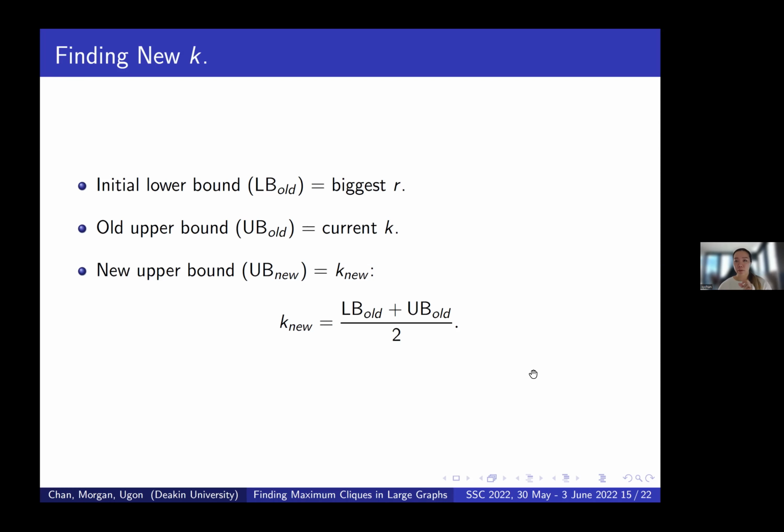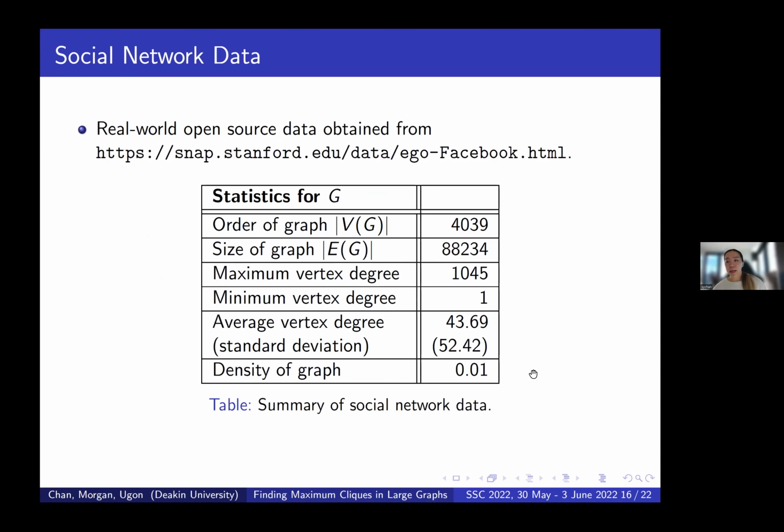And you eventually be able to find the k that gives us the best reduction. All right, so we have experimented this on real-world social network data. This was obtained from an open source from Snap. Here's a summary of the social network data where there were about 4,000 vertices and the density was about 0.01, pretty sparse as we expected for a social network graph.